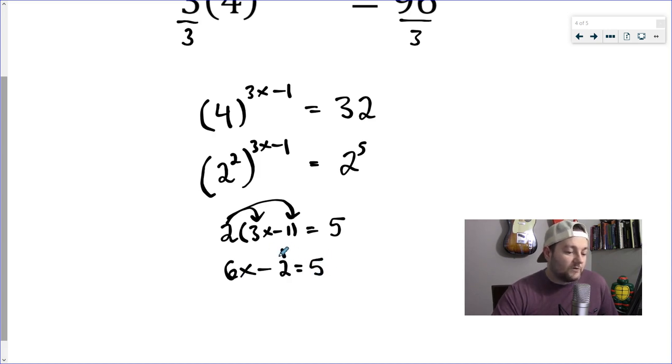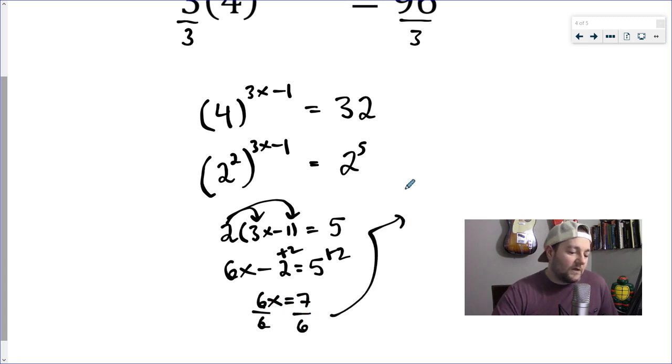Then I'll add 2 to both sides just like this. So I get 6x equals 7. Divide by 6, divide by 6. And then I'll write it up here. X equals 7 over 6. So again, not a good number, but you know, doesn't matter. As long as we did the technique right, we got to be confident.